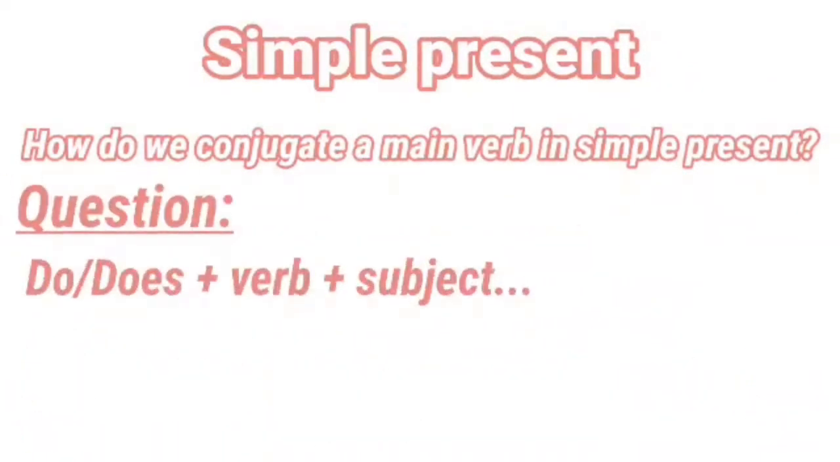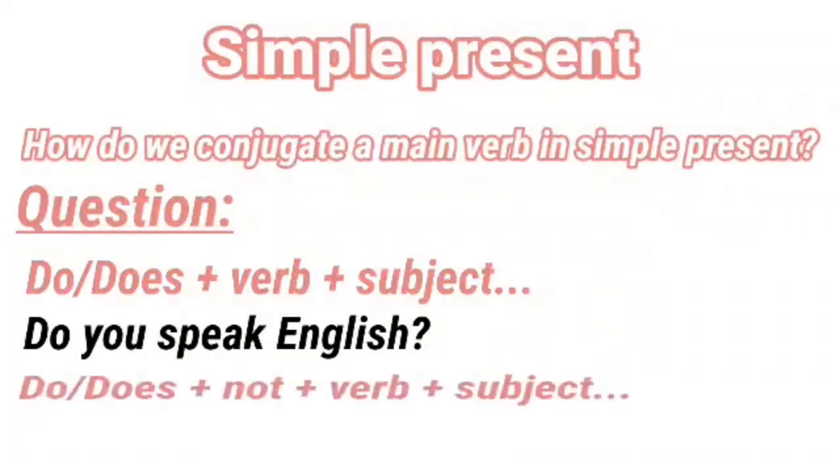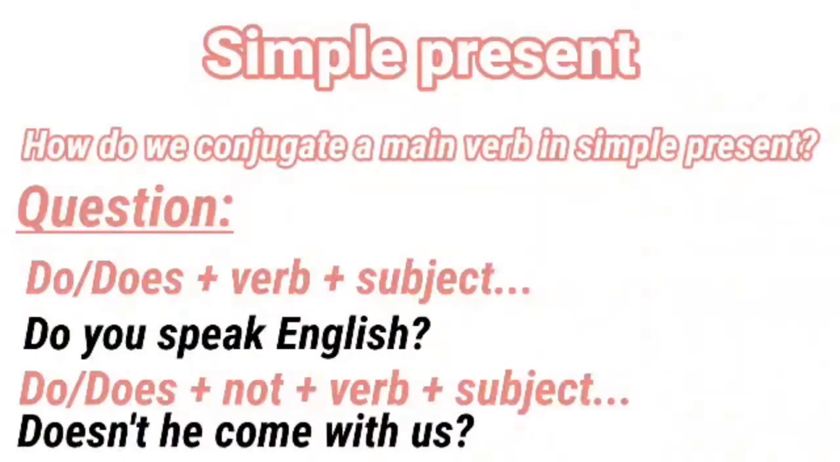For the question, we use do or does plus subject, then the verb. For example, do you speak English? If the question is in the negative, we add not after do or does and continue. For example, doesn't he come with us?